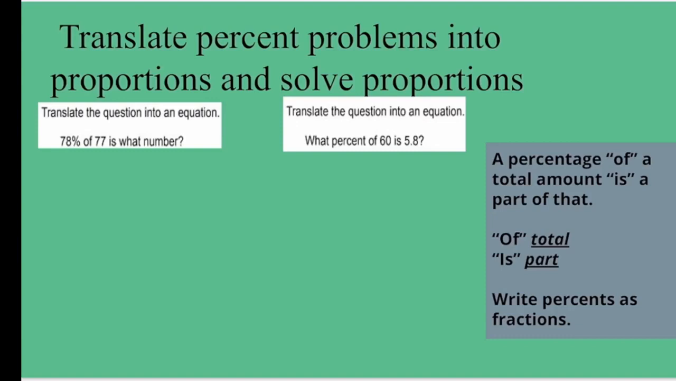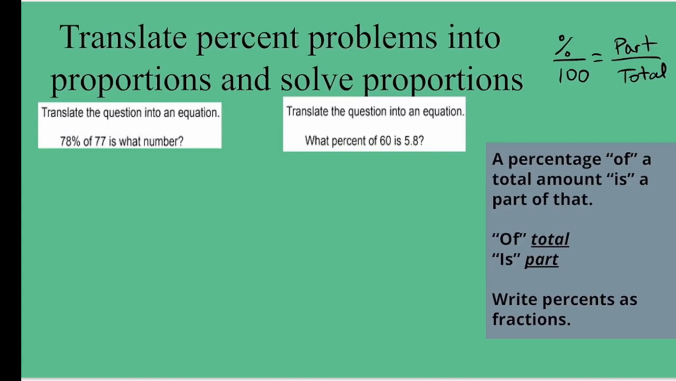Translate percent problems into proportions and solve proportions. So proportions are two fractions that are set equal to each other. We are going to set this up as a percent over 100, and it's going to equal our part over our total. Now there are different ways of writing this, is over of, part over whole, but the concepts are the same.